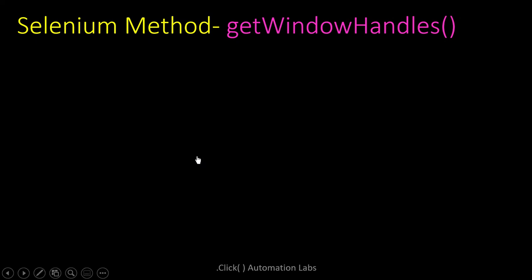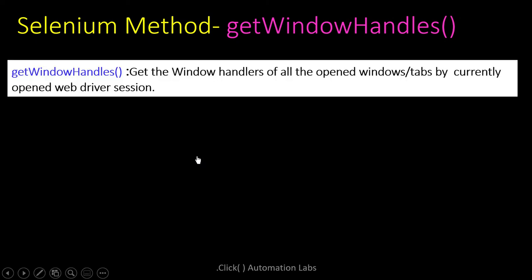Now we will see get window handles. It gets the window handlers of all the open windows or tabs in the currently open WebDriver session. Remember, it doesn't count other browsers which we opened by our manual actions. This will only count the windows opened by WebDriver, and that too specific to the current session, not the windows opened by another test script or maybe an old test script.